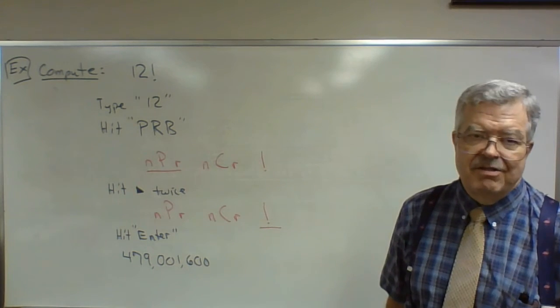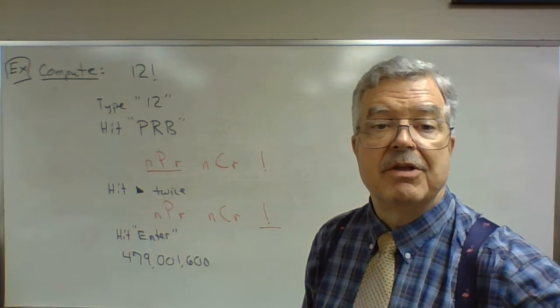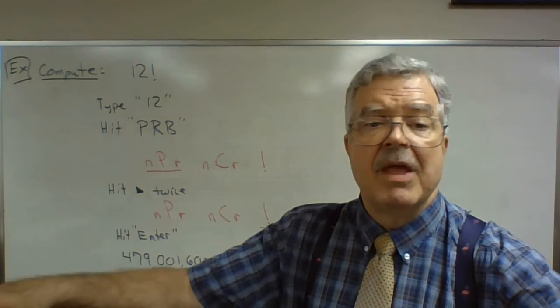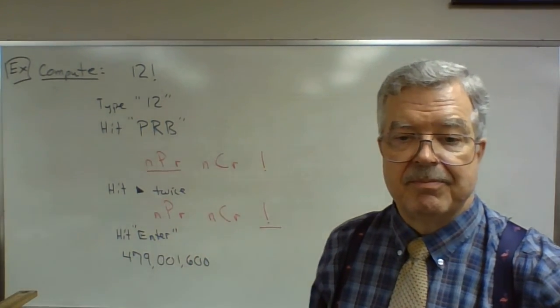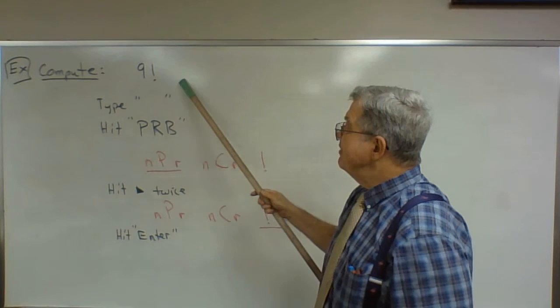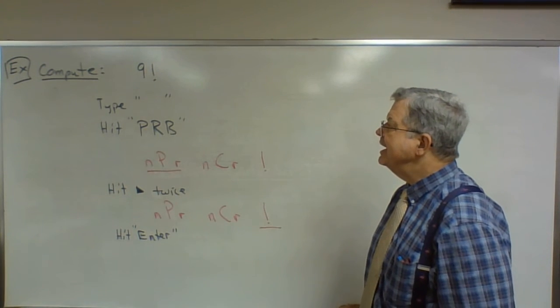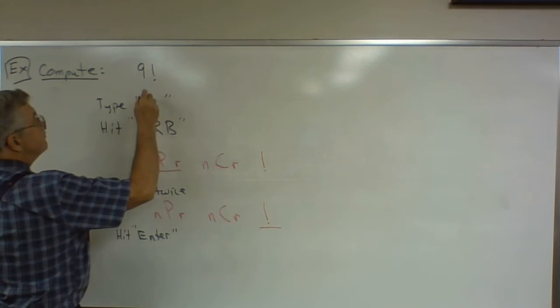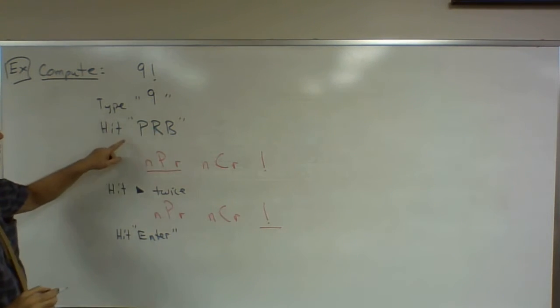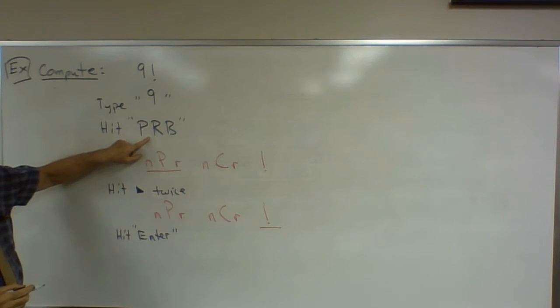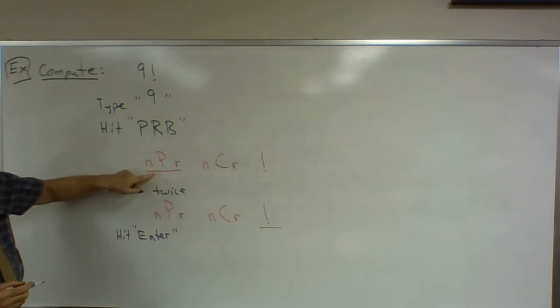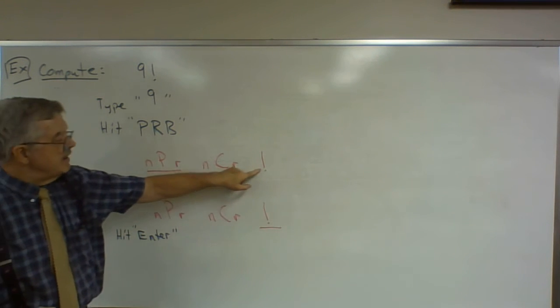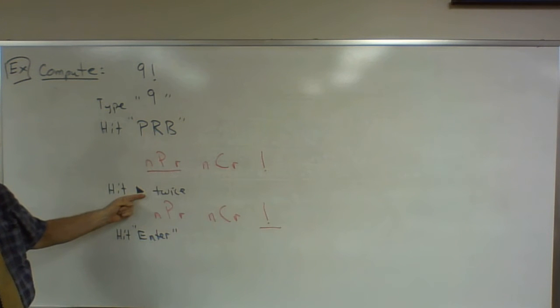Let's try another example with factorial using our TI calculator, the one we're going to use for the final. 9 factorial using our TI calculator. We'll type 9. We'll hit the probability key. And NPR will be underlined, but we want factorial. So we'll hit the right arrow twice.